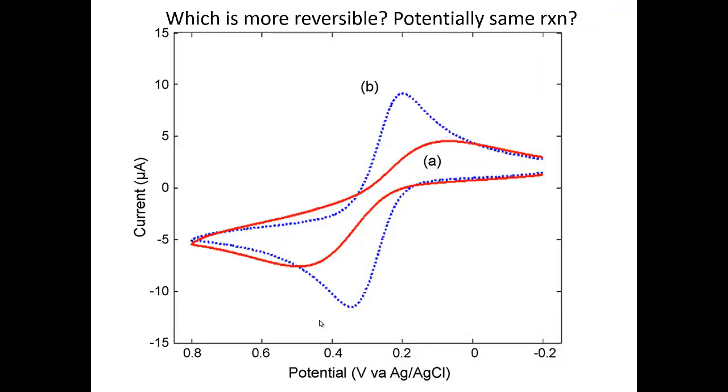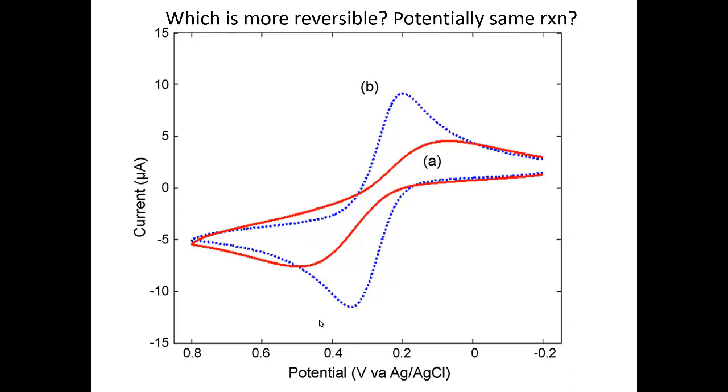Alright, let me ask you a question. If you're shown these two cyclic voltammograms, which of the chemistry is more reversible? Do you think the peaks for A or the peaks for B are more reversible? And could they potentially be the same reaction? What do you think of that? Alright, so let's answer the first one. A, which is more reversible?